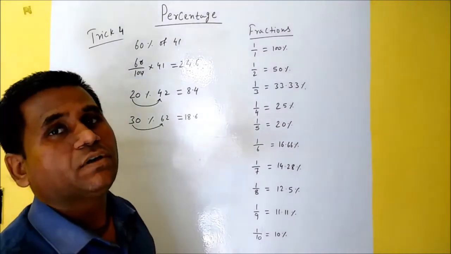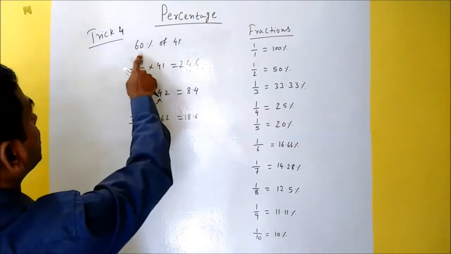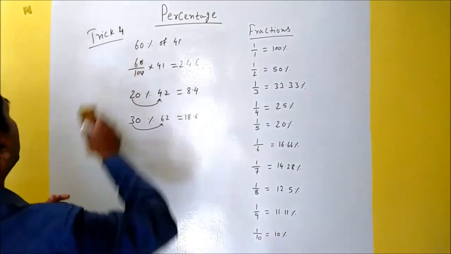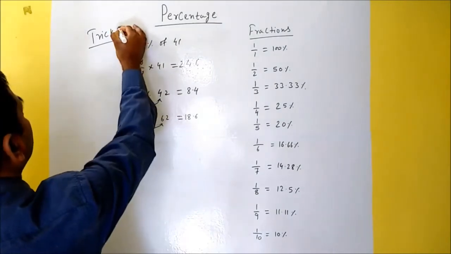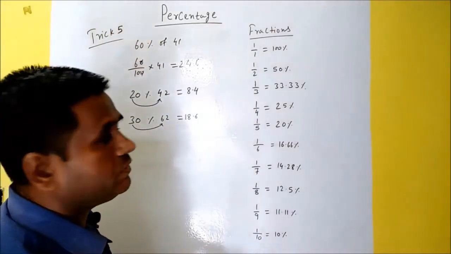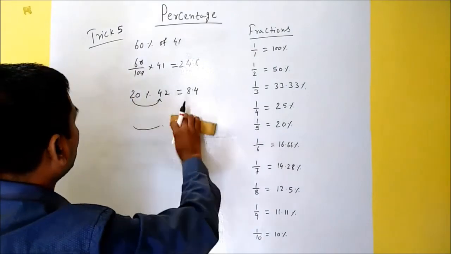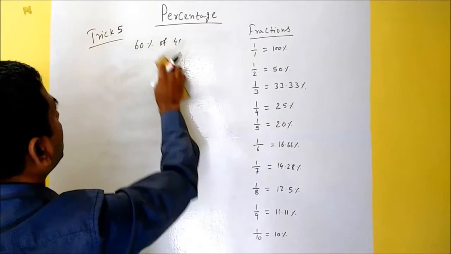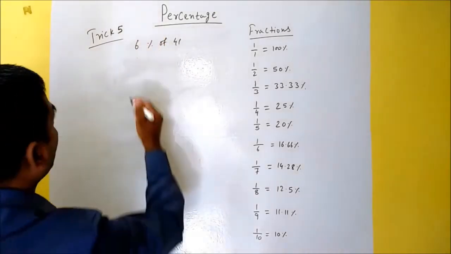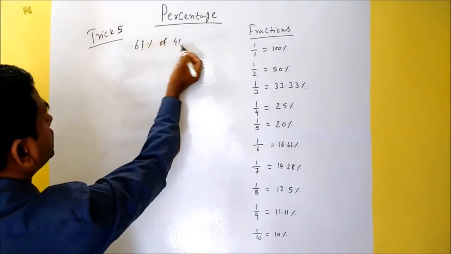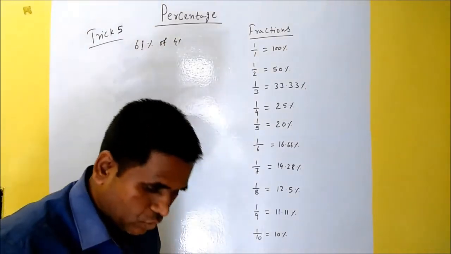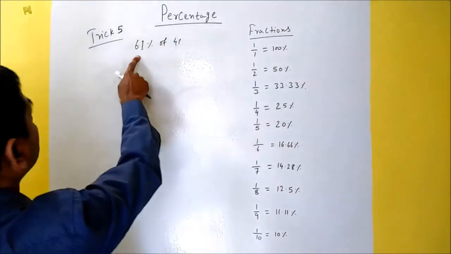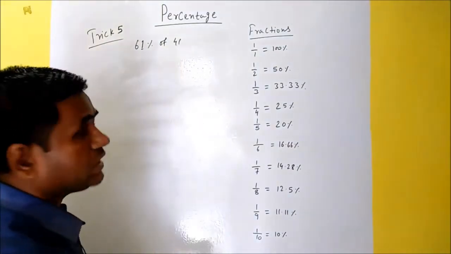In the next trick, what we are going to discuss is, suppose in both the numbers the 0 is not there. That becomes trick 5. Then how to solve it using a shortcut method? So what I'm going to do here is I'll just change this number. I'll make it 61% of 41. In this example, 61% of 41, both the numbers do not have even a single 0.